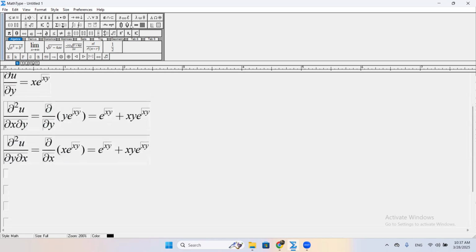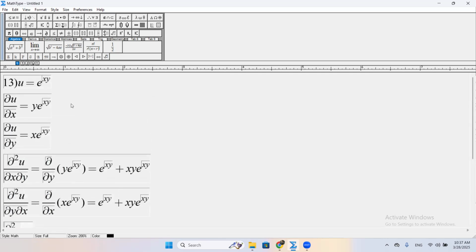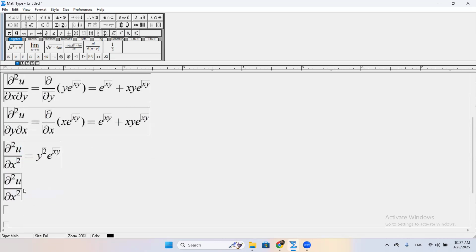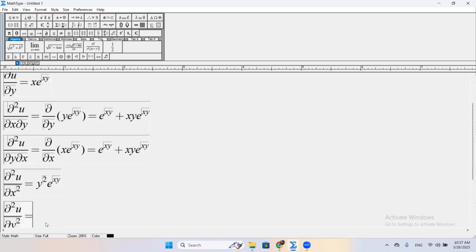So now finding the pure derivatives. So d squared u by dx twice will be equal to y squared e to the power of xy. And d squared u by dy twice equals x squared e to the power of xy.